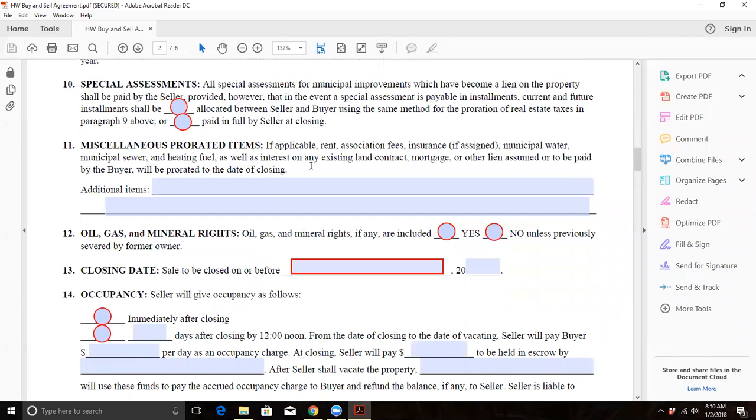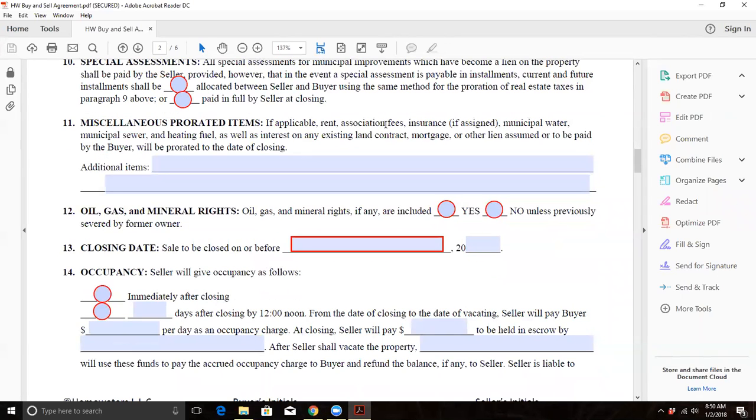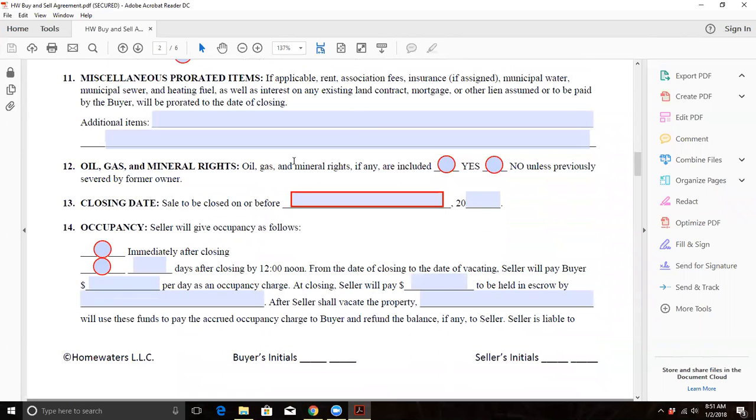Okay, let's see here. Miscellaneous prorated items: rent, association fees, insurance, municipal water, municipal sewer, heating fuel, which is obviously propane in most cases, as well as interest on any existing land contract, mortgage, or other lien assumed or to be paid by buyer will be prorated to the date of closing. That's pretty standard. A lot of times there isn't a propane proration built in, so we did add that in there as heating fuel to make sure that's in, because I know it applies, especially in the more rural areas. Mineral rights is pretty standard.